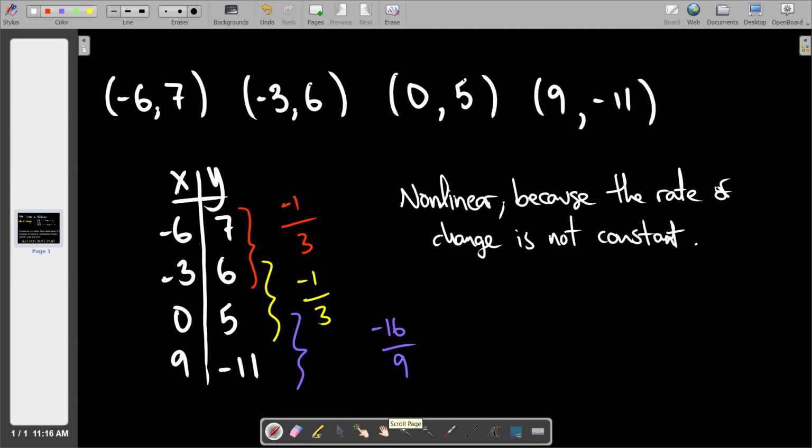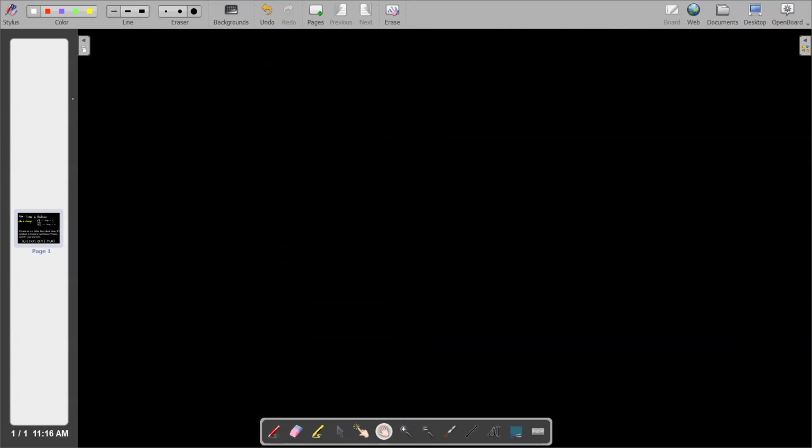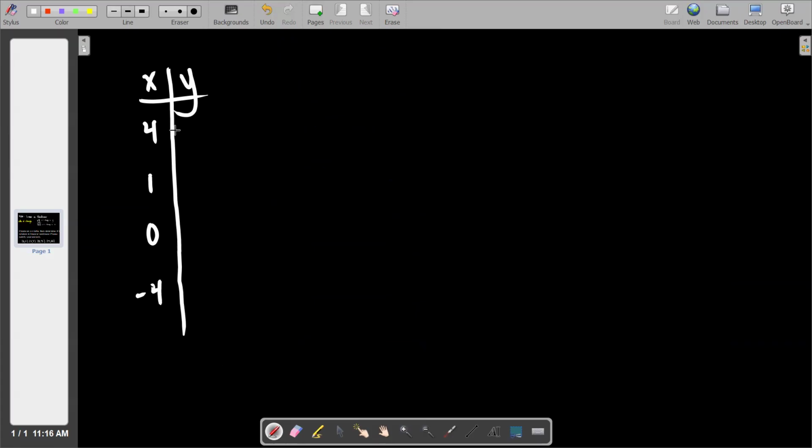But again, this time I'm not going to do the first step. I'm just going to put it right in. You could just copy the table right off the board. So for this next one, is it constant? Yeah, it's not constant. So this one, our X column is going to go 4, 1, 0, -4. And then our Y column is going to go -6, -3, -2, and +2.